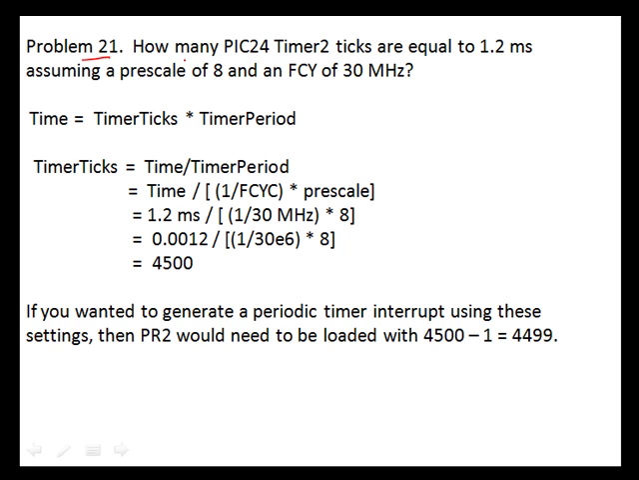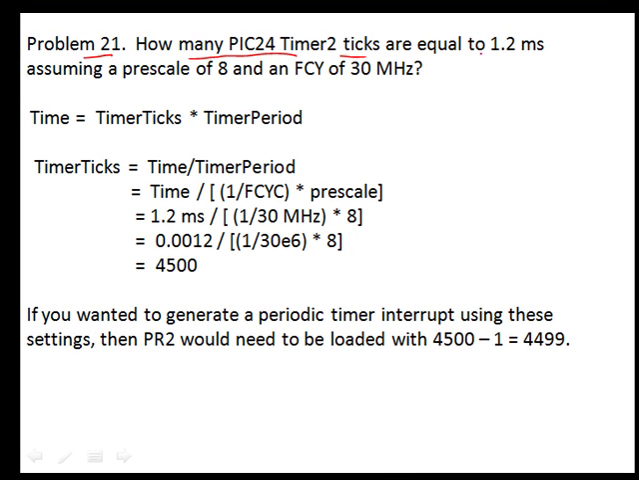Problem 21 asks, how many PIC24 timer 2 ticks are equal to 1.2 milliseconds, assuming a prescale of 8 and an instruction cycle frequency of 30 megahertz? We know that in general, for a counter or a timer, time is equal to timer ticks times timer period. We know the timer period, we know the time, we don't know timer ticks. So solving for timer ticks, we have time divided by timer period.